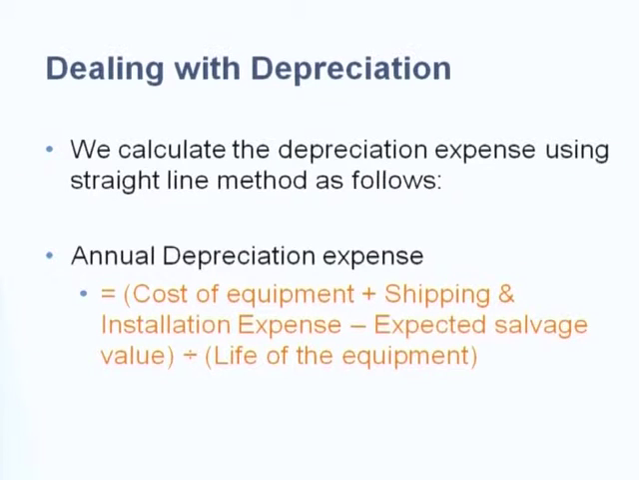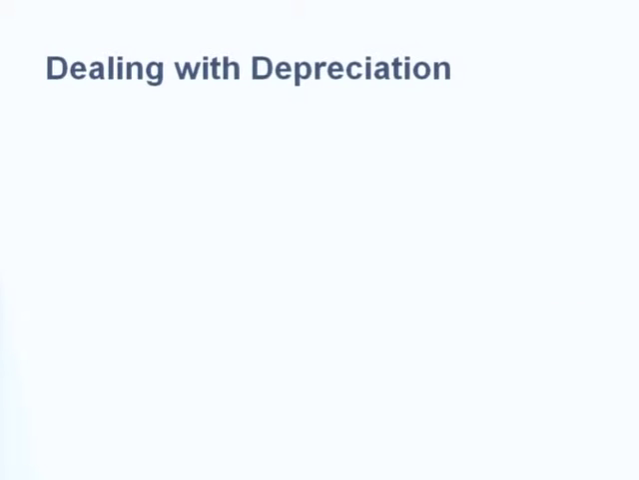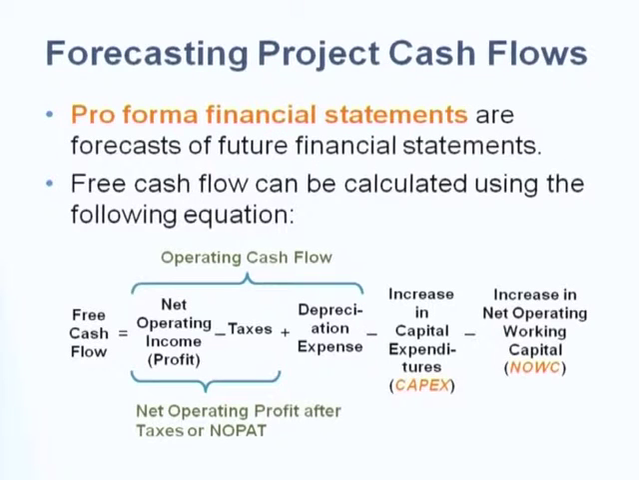And how do you get EBIT? Look back at this equation. EBIT equals what? Sales minus operating expense, right? Sales minus cost of goods sold minus operating expense, you get EBIT. And then you subtract tax, and then add back depreciation.